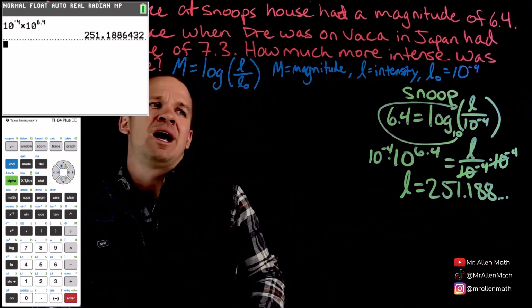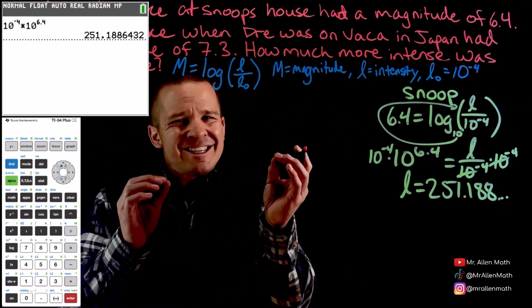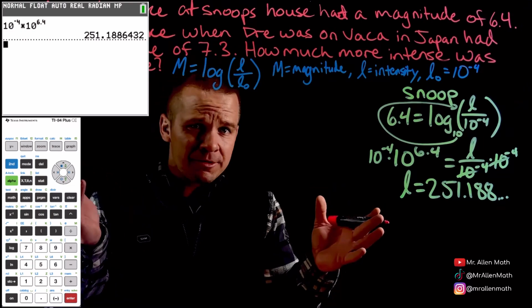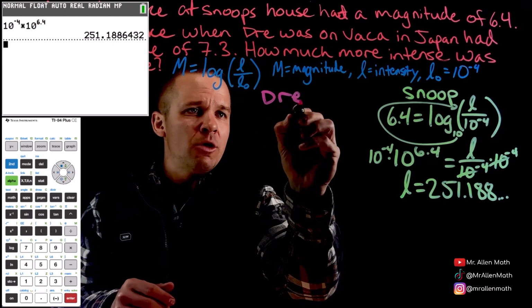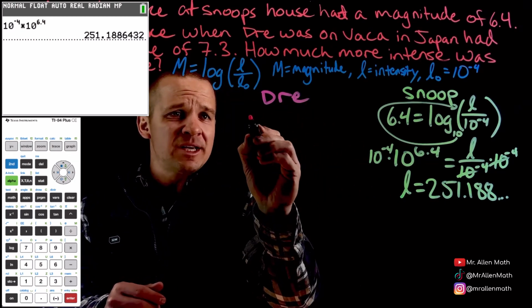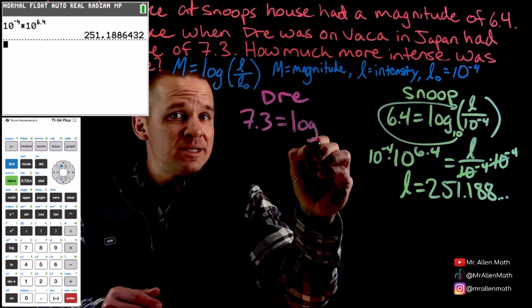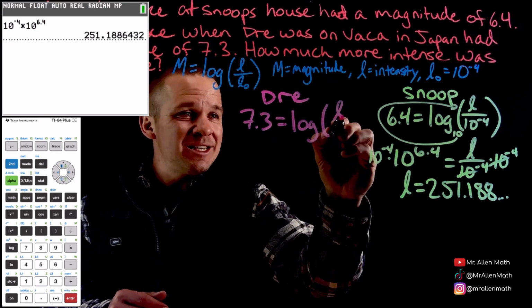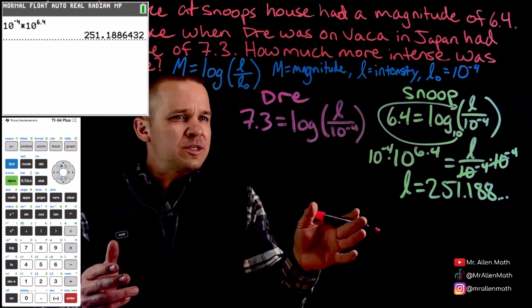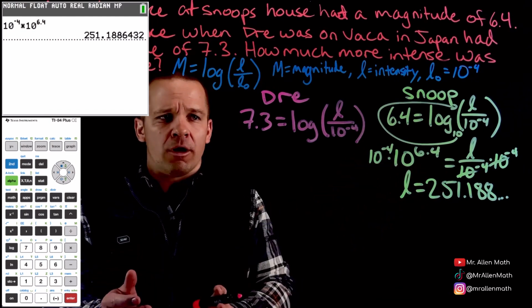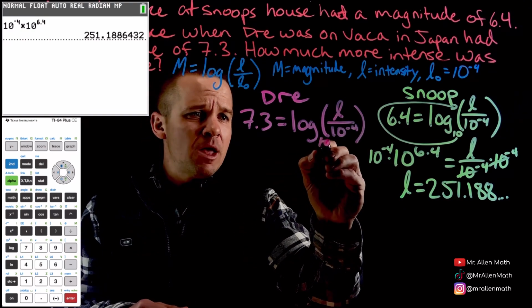Okay. Now we're on to Dre. Dre had a slightly different experience, right? It was more intense. Now, it doesn't seem that bad. It's like, what, 0.9 on the Richter scale more? But perhaps 'twas more intense. So we got Dre going on in Japan. We can set it up the same. 7.3 equals log base 10 of the intensity over our standard intensity, which is 10 to the negative fourth. We got the same kind of looking thing, don't we? Except for that 6.4. So if you'd like, you can just go ahead and use the algebra that you already did, but I will show you a second time because I'm awesome like that.